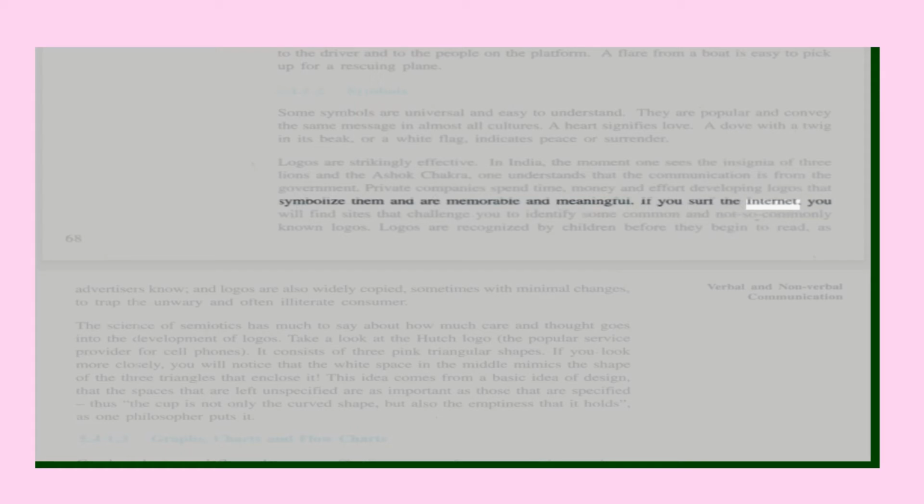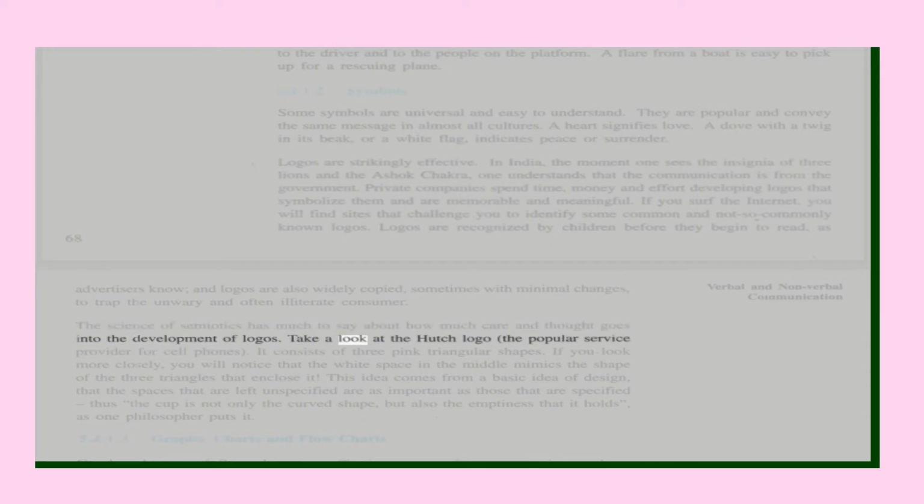If you surf the internet, you will find sites that challenge you to identify some common and not so commonly known logos. Logos are recognized by children before they begin to read, as advertisers know, and logos are also widely copied, sometimes with minimal changes, to trap the unwary and often illiterate consumer. The science of semiotics has much to say about how much care and thought goes into the development of logos.